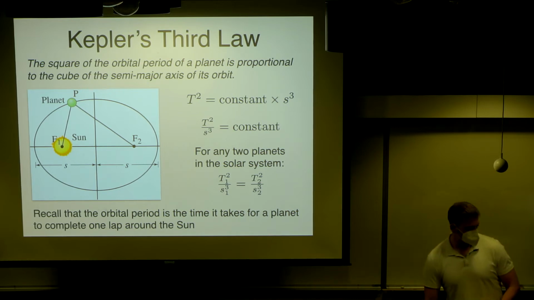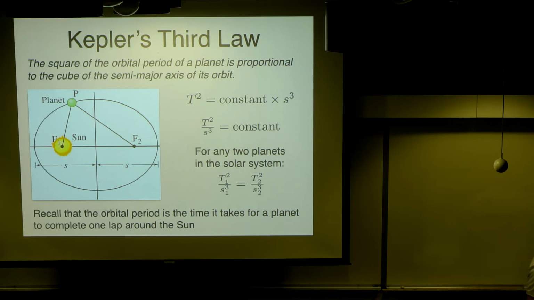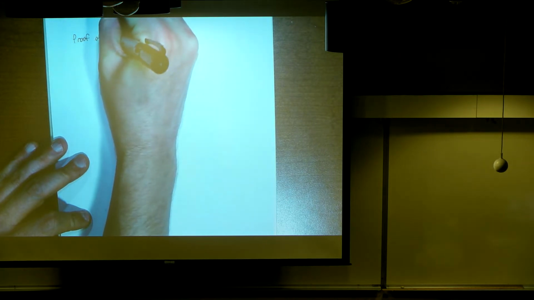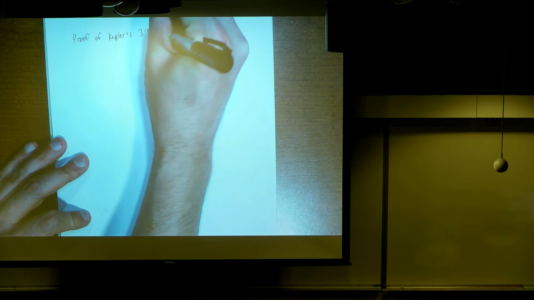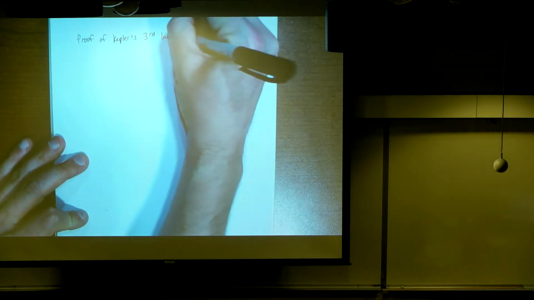So let me show you real quick where that comes from. I can actually derive this one for you. It's pretty straightforward. So let's get into that derivation. All right, so here is a real quick proof of Kepler's third law. And I'm just going to use circular orbits.